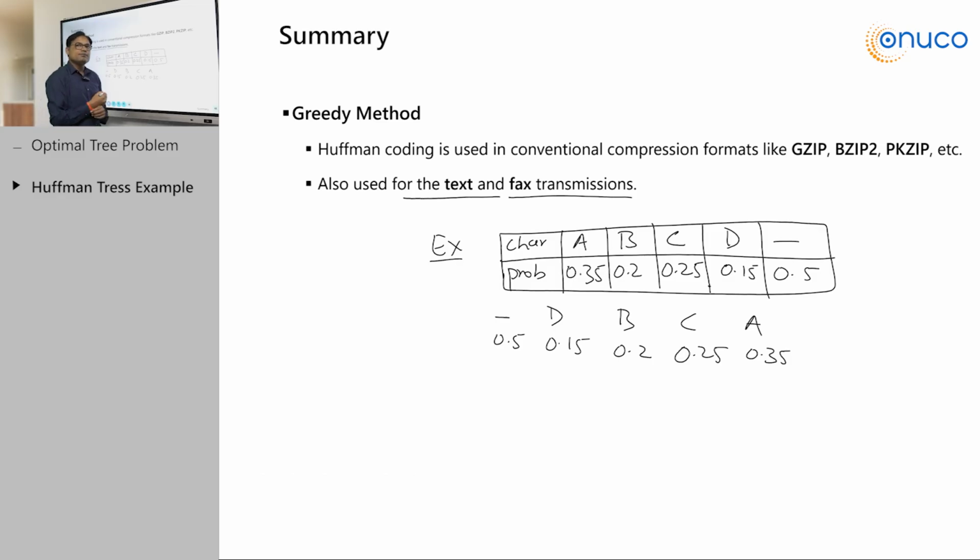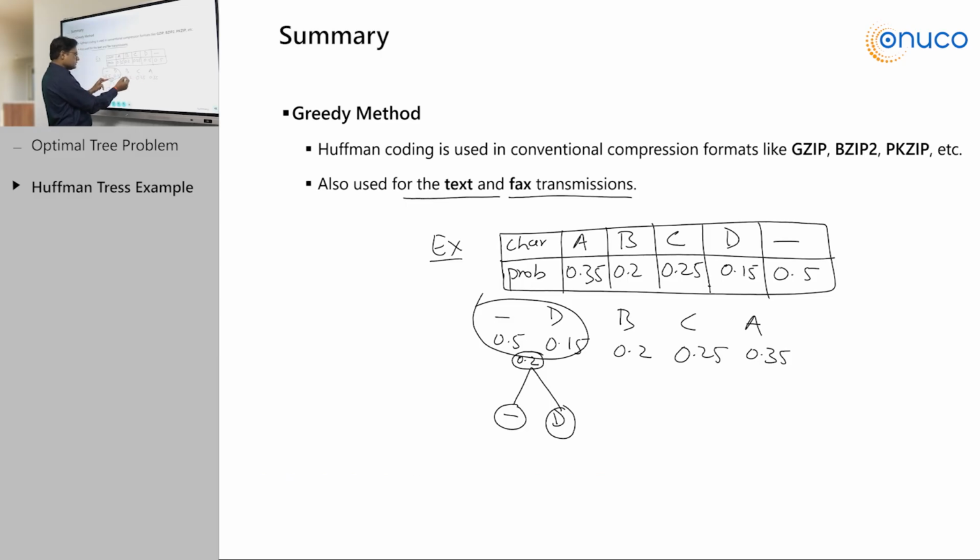But what does the rule say? The Huffman tree algorithm says that first you add the minimum frequency, minimum probability. So these two are the minimum probabilities, and we can join them like this: hyphen and D are joined. What is the sum of the frequencies? 0.05 and 0.15, so it is 0.2. Now among 0.2, 0.2, 0.25, 0.35.